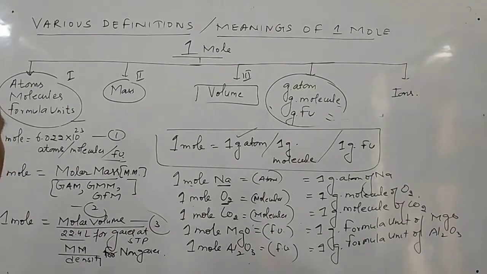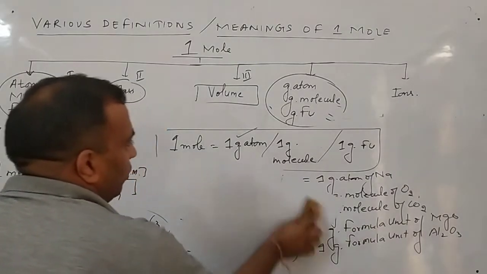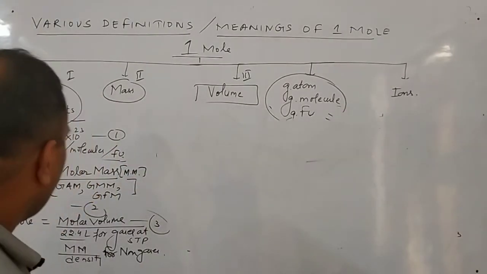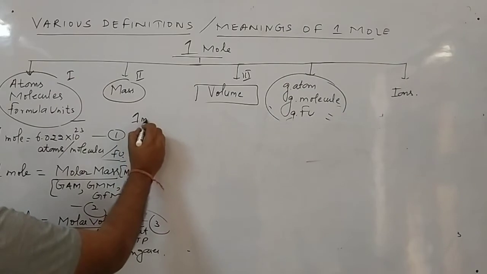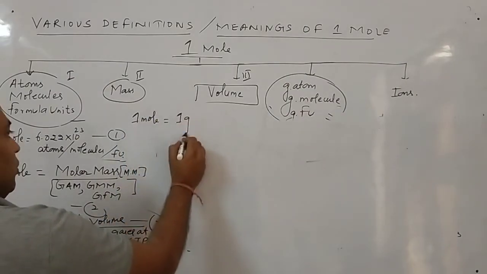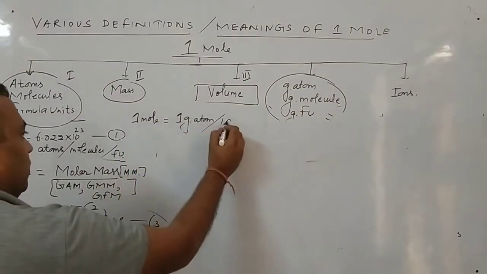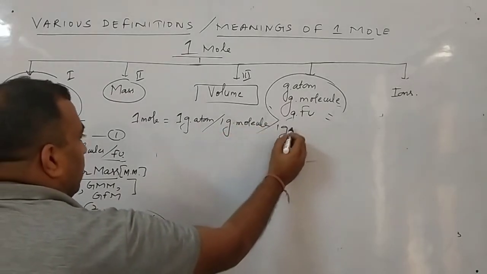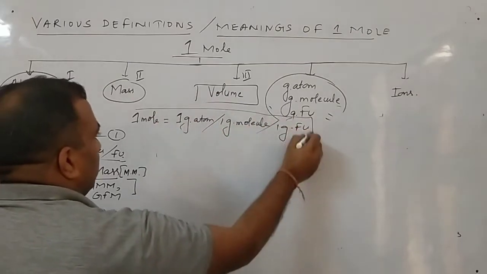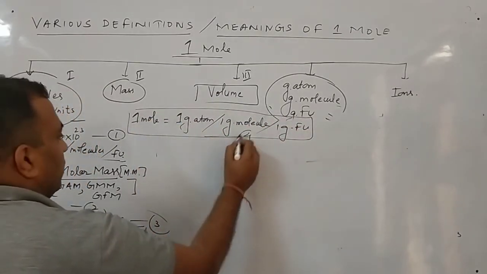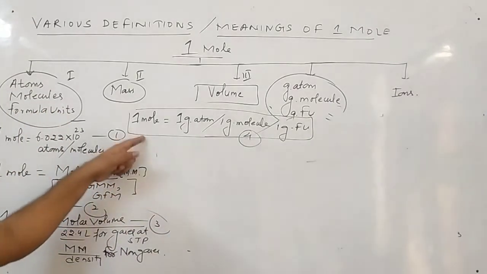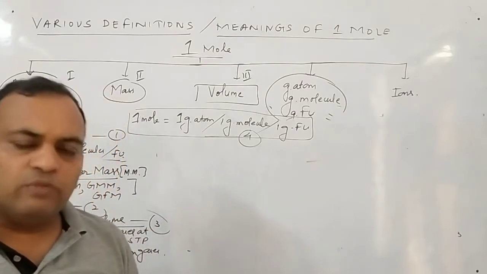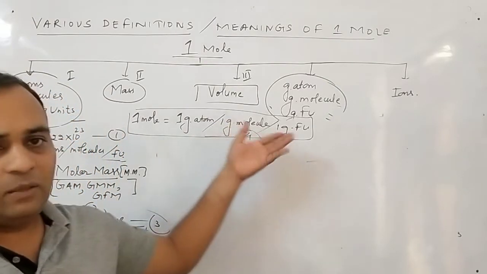This I will write here and rub out this. So the definition number 4 is: 1 mole contains 1 gram atom or 1 gram molecule or 1 gram formula unit. This is your definition number 4. But students, remember the main ones are first, second and third. This is simply the historical concept that we have used, because some teachers will give you numericals regarding gram atom and all these things.